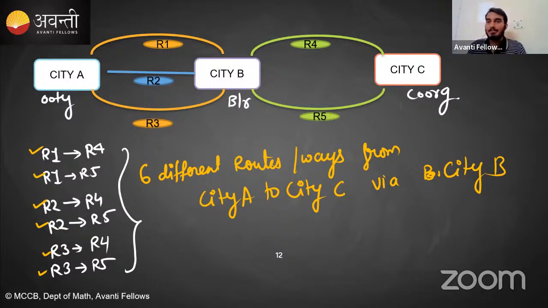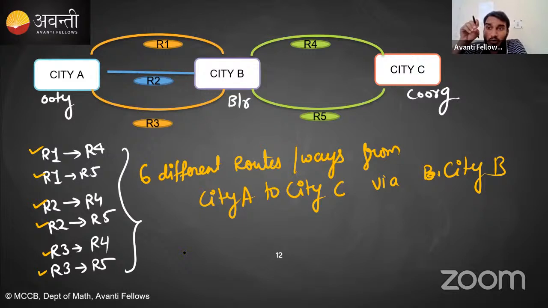Clear? Right? So we have just counted manually that there are 6 routes. Now tell me, without actually counting, how can one get through this question? So it is clear that the person has to go from city A to city C, meaning Ooty से कुर्ग जाना है Bangalore होते हुए. So first the person will go to Bangalore, and then that person will go to Kurg, right?